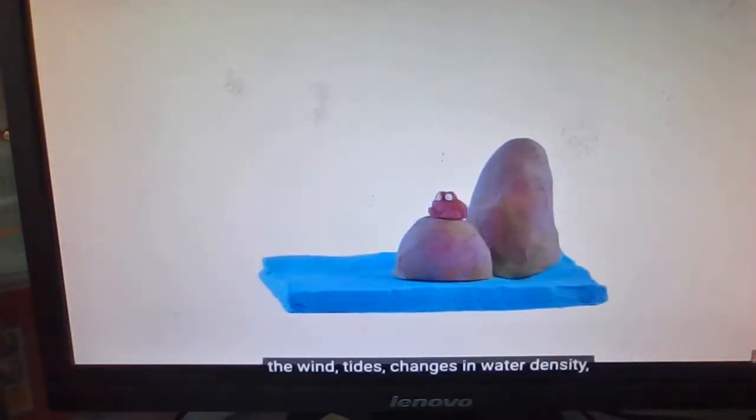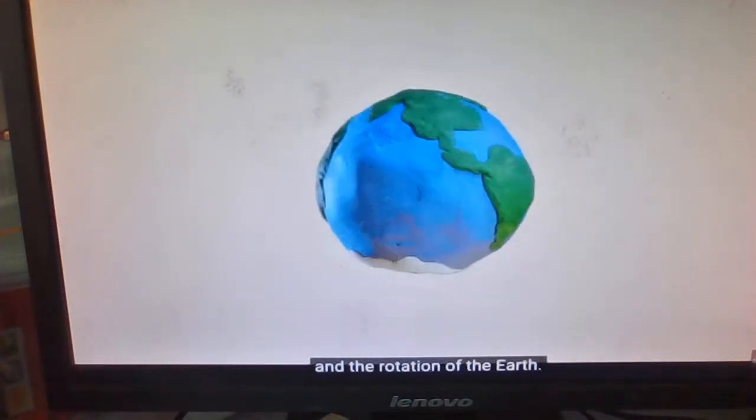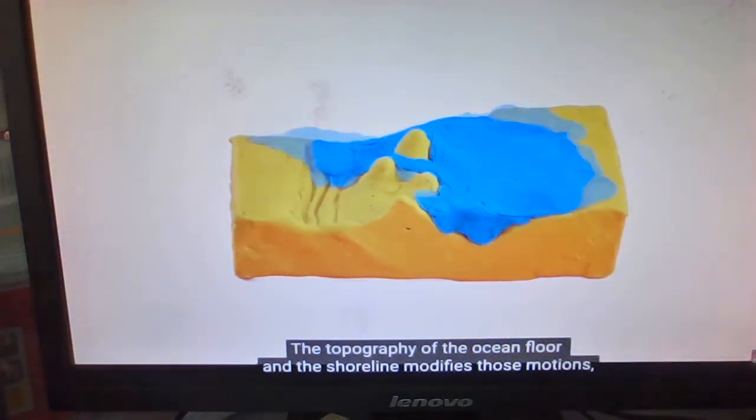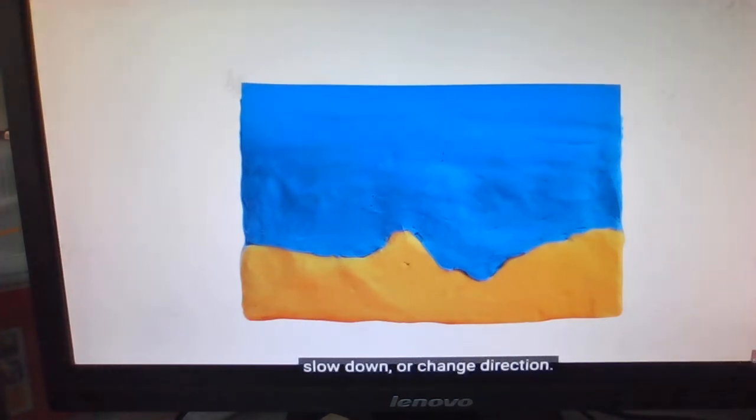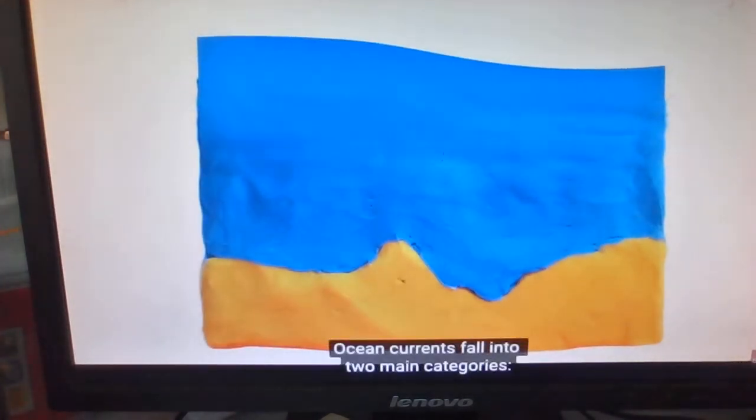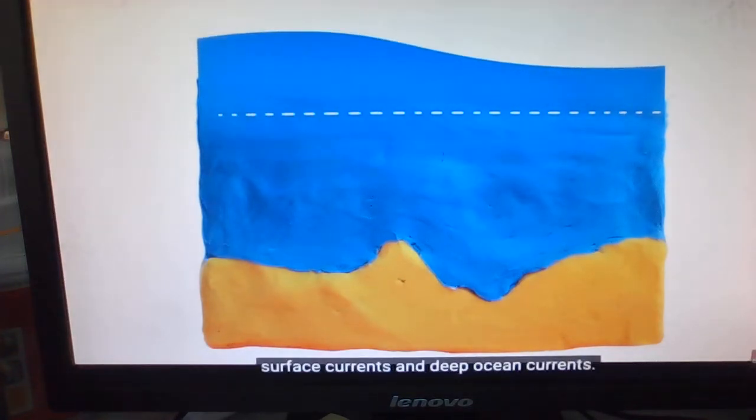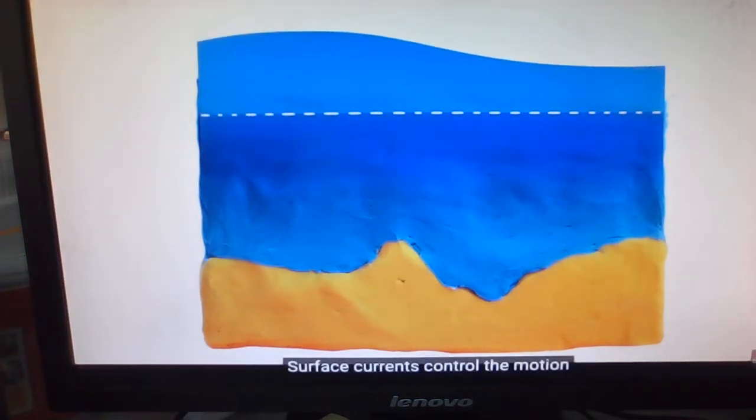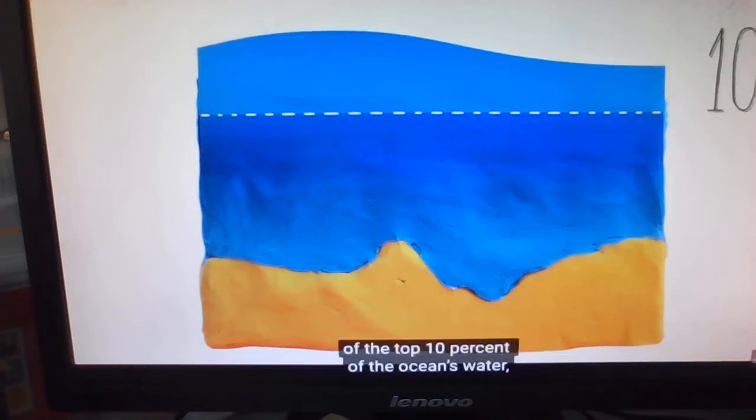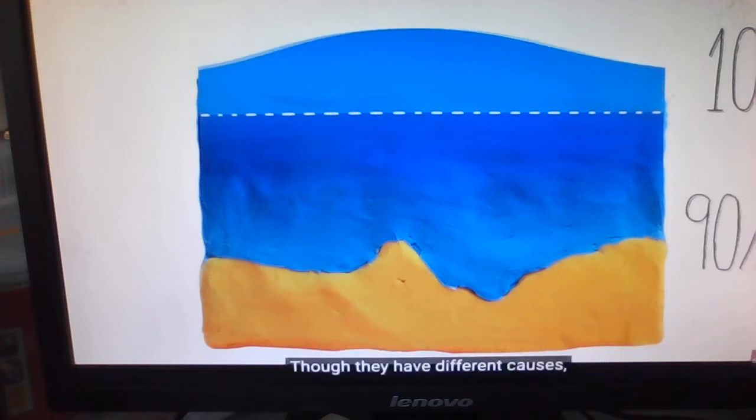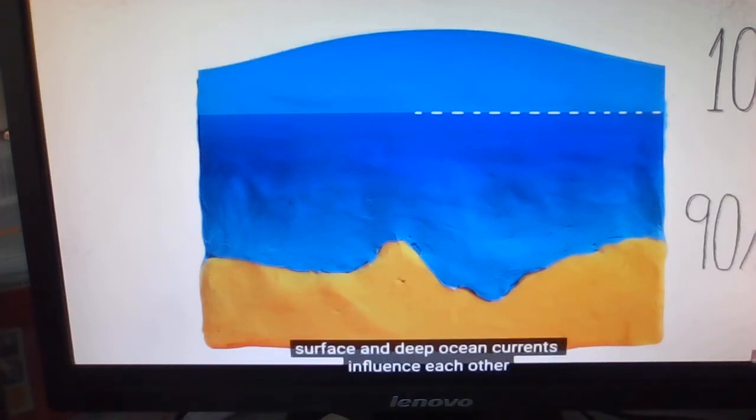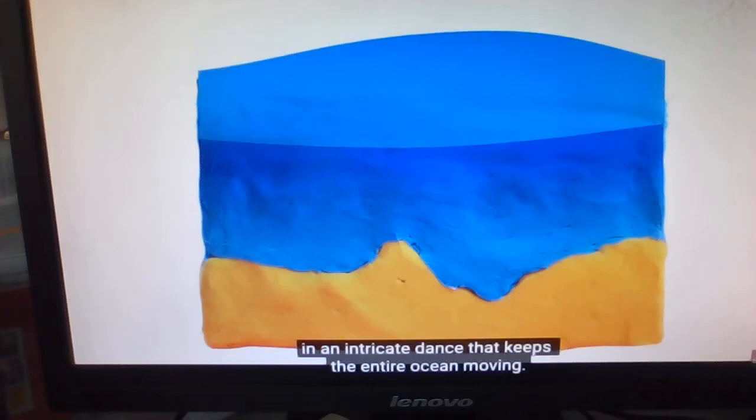Ocean currents are driven by a range of sources: the wind, tides, changes in water density, and the rotation of the earth. The topography of the ocean floor and the shoreline modifies those motions, causing currents to speed up, slow down, or change direction. Ocean currents fall into two main categories: surface currents and deep ocean currents. Surface currents control the motion of the top 10% of the ocean's water, while deep ocean currents mobilize the other 90%. Though they have different causes, surface and deep ocean currents influence each other in an intricate dance that keeps the entire ocean moving.